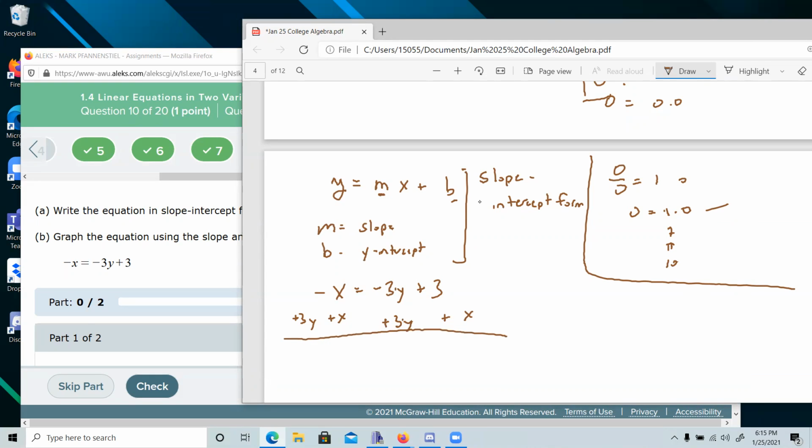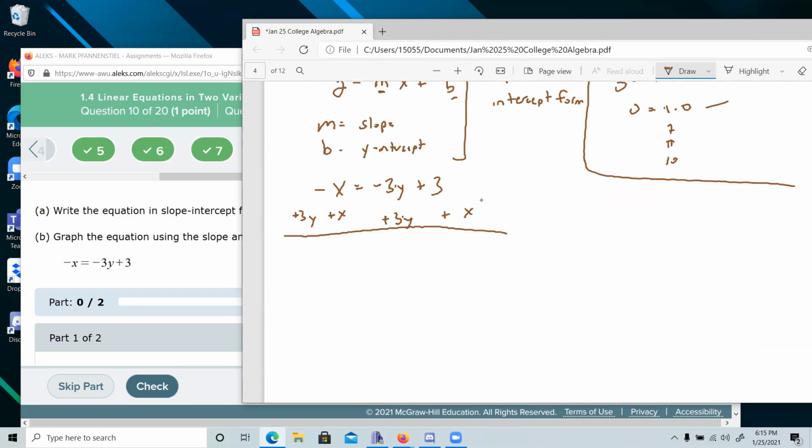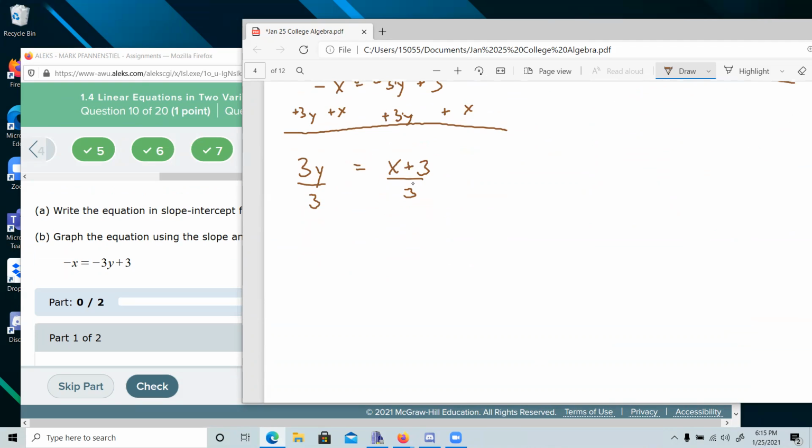So negative 3y plus 3y is going to be 0. That's what we want. We want to get rid of it. It's over here now. And then equals 3 plus x, which is the same as x plus 3. That's okay. And then the last thing to do is divide everybody by 3. So we're going to divide by 3 on both sides. So 3 over 3 just gives us y. And then here we have x plus 3 over 3.